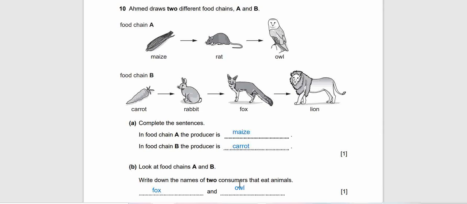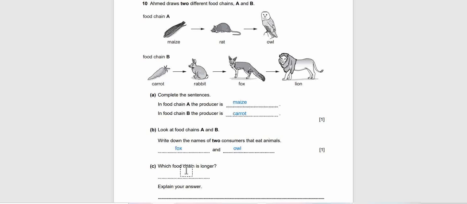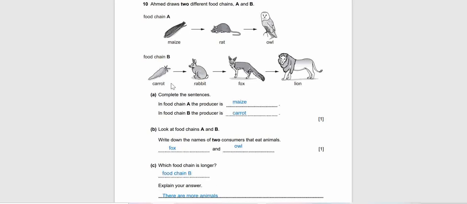Next, question 10C. Okay guys, 10C. Which food chain is longer? Explain your answer. 10 seconds from now. Alright, let's open up the answer. Okay, so it's food chain B, as there are more animals in it compared to food chain A. Let's move on.